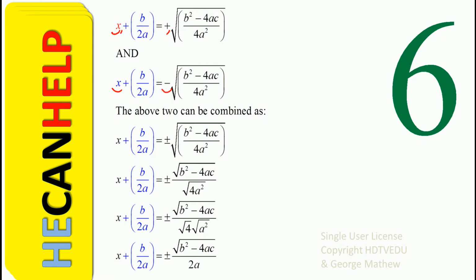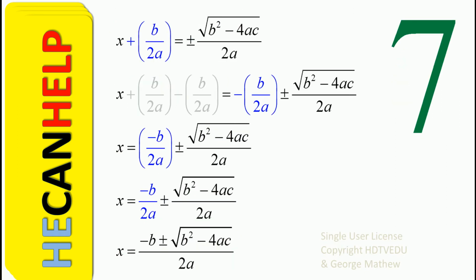So the above two can be combined as plus or minus, and change the color of x to black. So x plus b over 2a equals plus or minus square root of b squared minus 4ac over 4a squared. And so we get x plus b over 2a equals plus or minus square root of b squared minus 4ac over 2a. Take b over 2a to the other side, and you have minus b over 2a plus or minus square root of b squared minus 4ac over 2a.